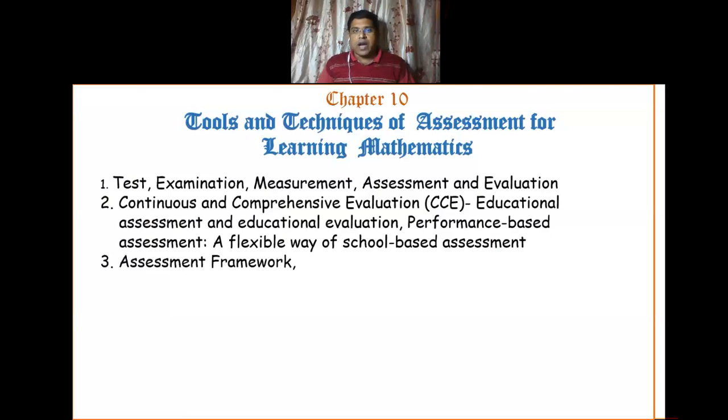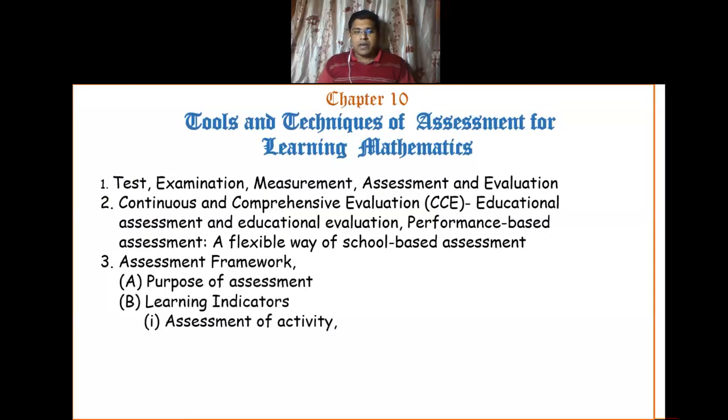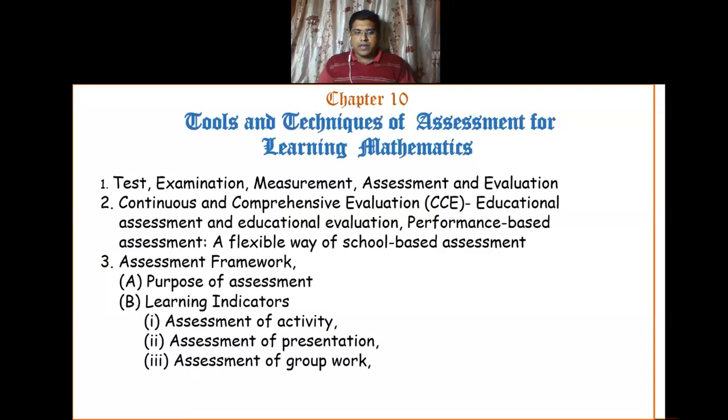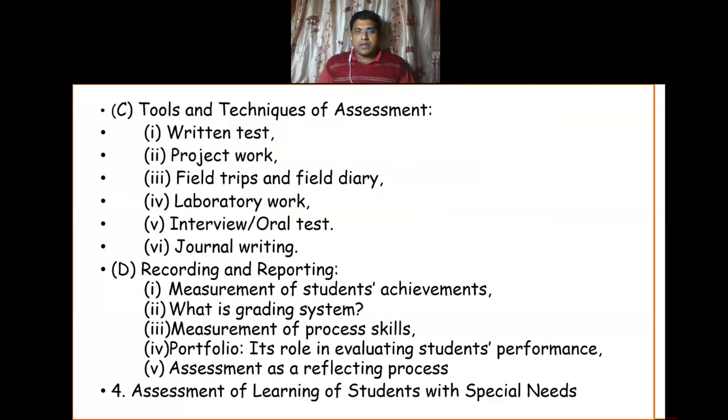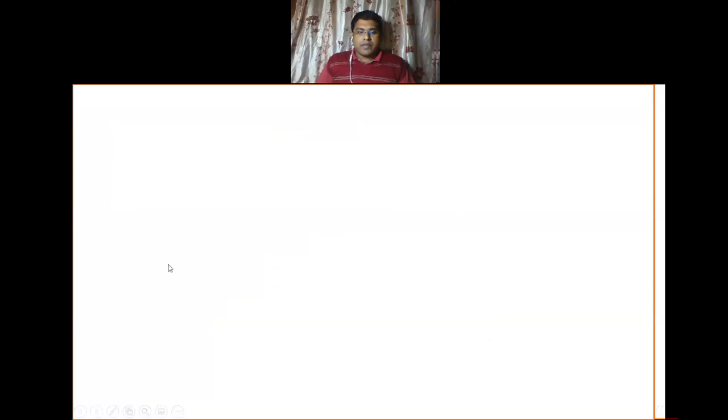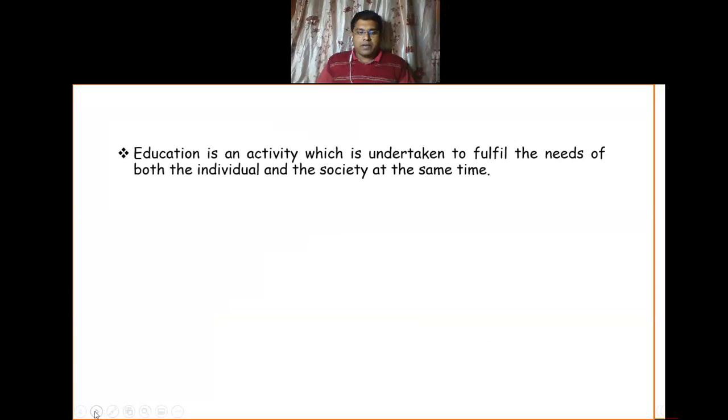And the third one: what is an assessment framework? In this framework, what are the main things we have to do? It is the purpose of assessment. The second one is learning indicators. In that, there is assessment of activity, assessment of presentation, assessment of group work, and assessment of collaborative learning. And next, in this third one, tools and techniques of assessment, written form, and so on have been given.